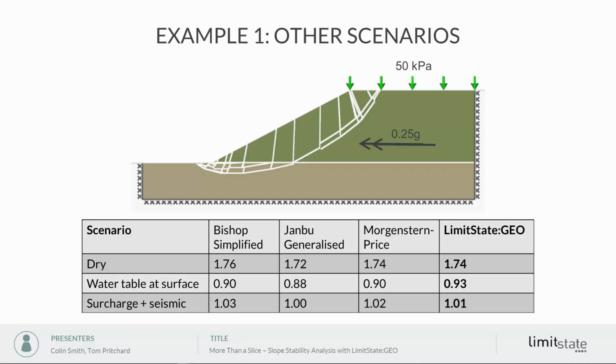And again, you can see the LimitState GEO values are very similar to those from these methods for this simple slope problem where we're expecting broadly a circular type of failure. But the real power of LimitState GEO is that it can identify any type of failure mode and it's not restricted to those types.